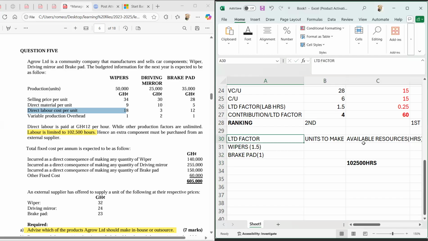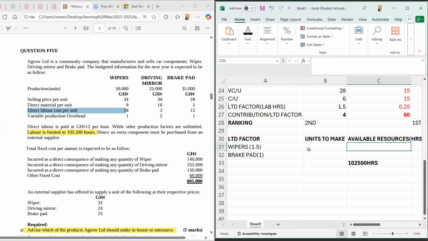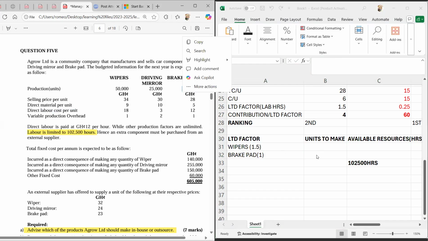I hope it's okay now. So now how many units are we making? So we just have to come here. For brake pad, how much is it? 35,000. You get it.